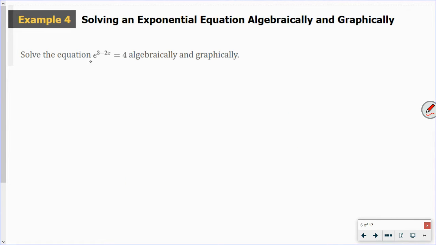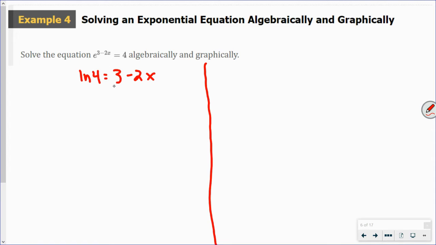Okay, solve the equation here, algebraically and graphically. So we're going to look at both models here. My exponential is already isolated here, so I'm going to go ahead and rewrite it as logarithmic. So that's ln 4 equals 3 minus 2x. Again, going from this to this was on that remember part. You have to know how to do that.